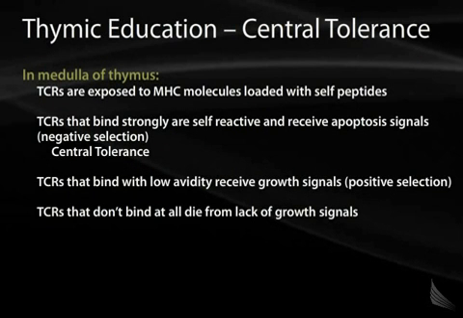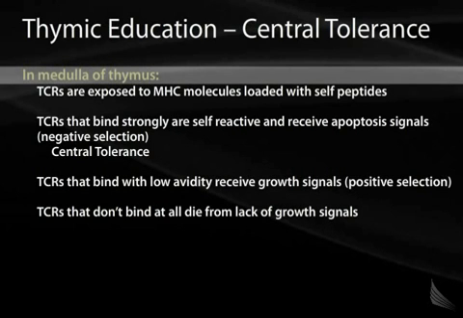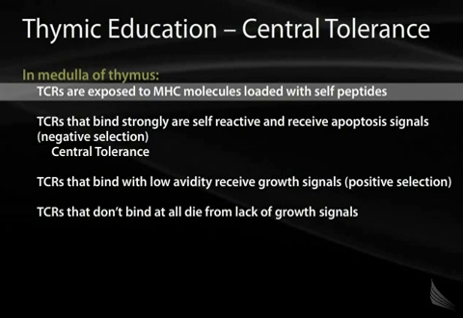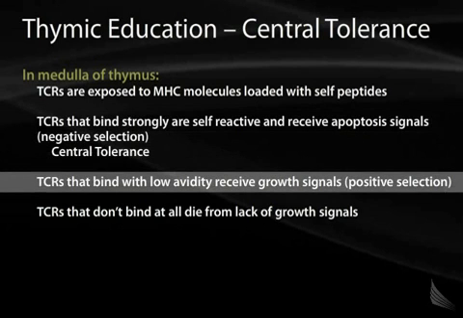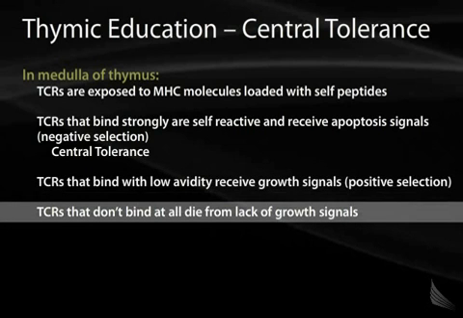So in addition to gaining a TCR, we also have to test this TCR. We have to educate the T cells in order to make sure that they respond appropriately. This happens in the medulla of the thymus. And the process goes so that the TCRs are exposed to MHC molecules loaded with self-peptides. TCRs that bind strongly are self-reactive and receive apoptotic signals. This is called negative selection. TCRs that bind with low avidity receive growth signals, positive selection. TCRs that don't bind at all die from the lack of signals.